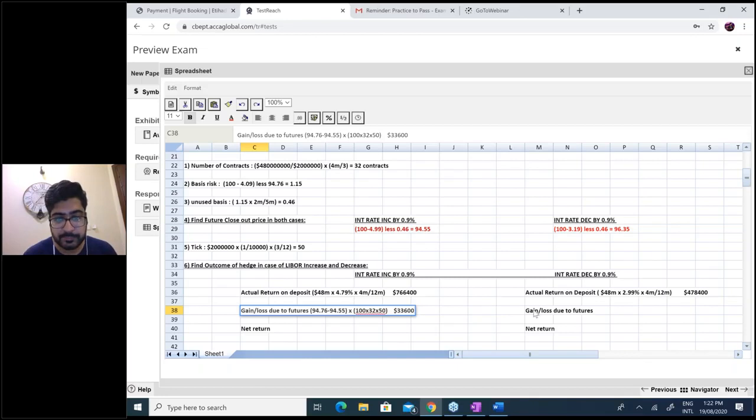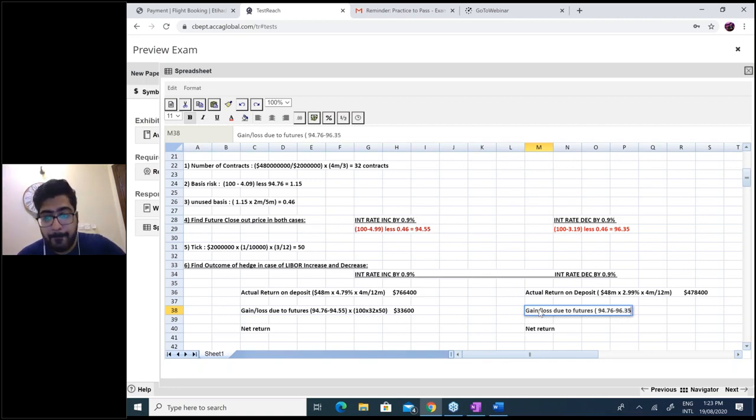Okay, and come to this side. I'm not sure if it's a gain or loss, added or deducted, but it's the difference between the futures closeout price and the futures contract price into spot into contracts into tick. And here, gain or loss due to futures, apply the formula. Difference between futures contract prices. Remember, the futures contract price was the March future, 94.76, and the futures closeout price. This is the decrease case. In step 4, you computed the futures closeout price of the decrease case, into spot 100 into contracts 32 into tick 50. What is the answer?